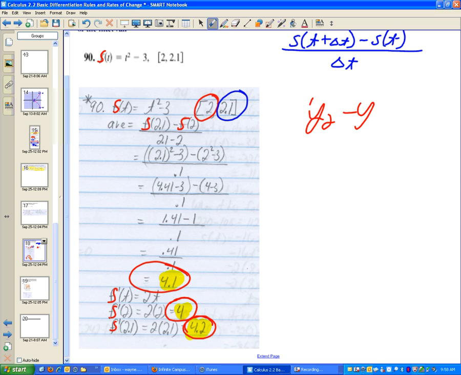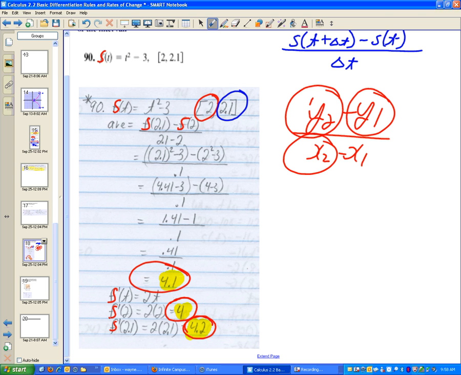I think of it like this. I honestly do. That's the position where you end. That's the position where you begin. That's the time when you end. That's the time when you begin. I haven't run into a situation yet where that didn't serve me well.